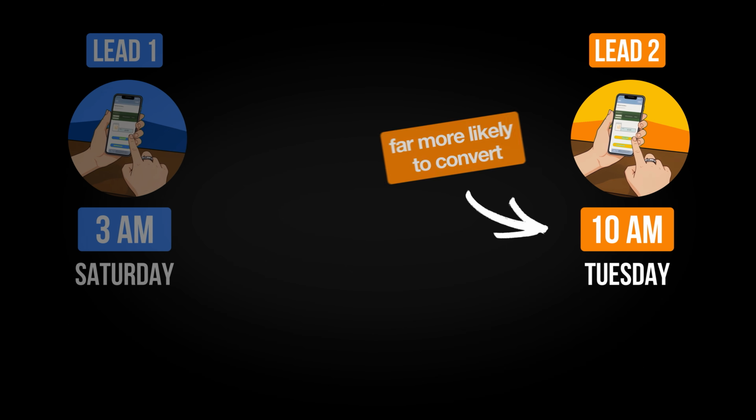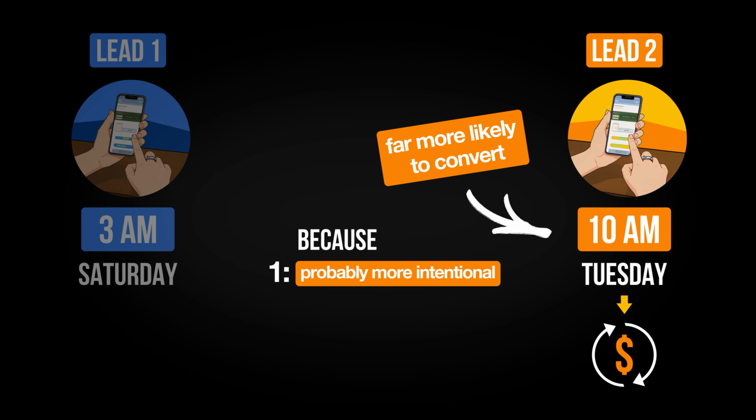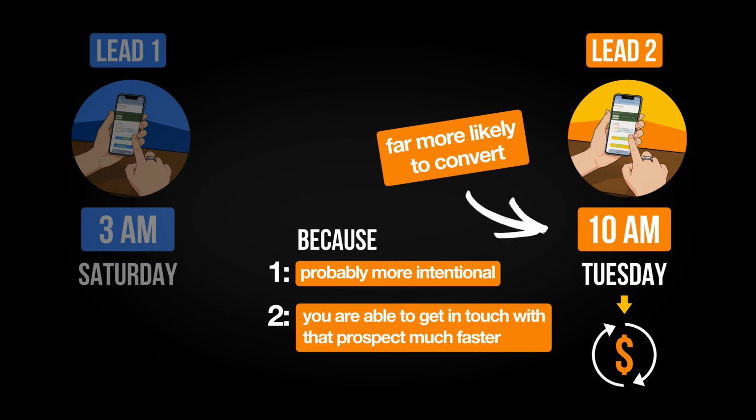You will know that you are far more likely to convert the lead that came through at 10 a.m. for a few different reasons. One, because they're probably more intentional when they're actually becoming a lead in the first place. Secondly, you are able to get in touch with that prospect much faster. And we know that that has a huge impact. Speed to lead is one of the biggest determining factors whether or not you get in touch with the prospect, and that massively impacts conversion rates.